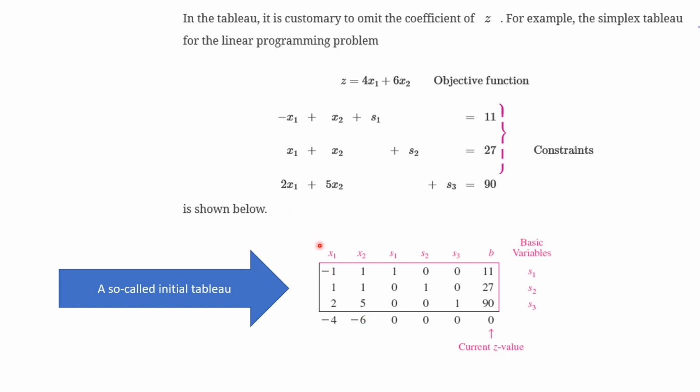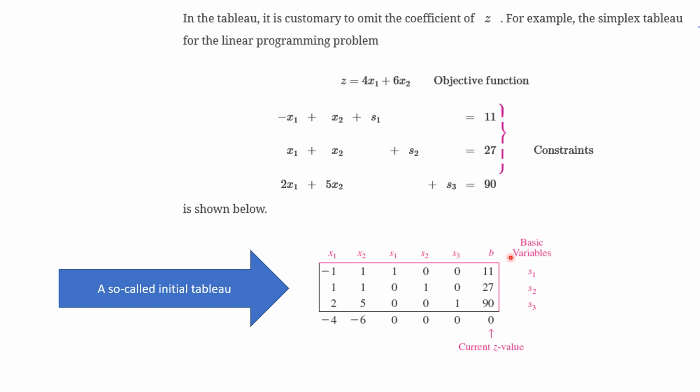Then I write the coefficients for these equalities. Here I have -1 x1 plus x2 plus s1 is equal to 11. Here's the right-hand side. Then I have x1 plus x2 plus s2 is equal to 27. And then I have 2x1 plus 5x2 plus s3 is equal to 90.